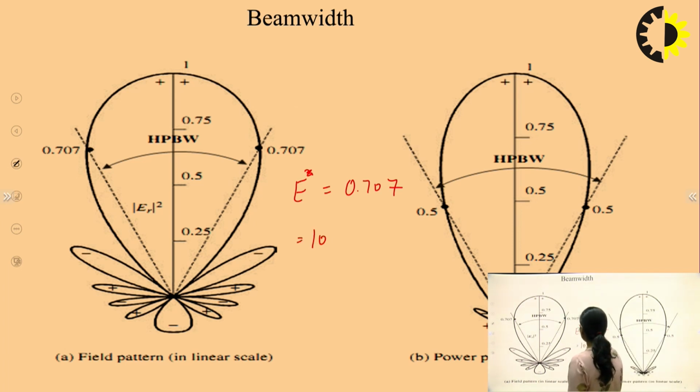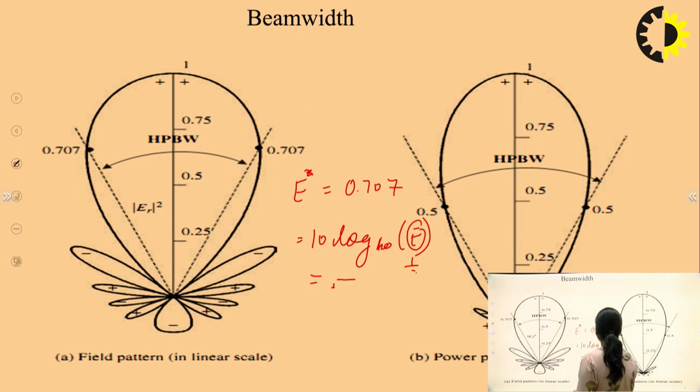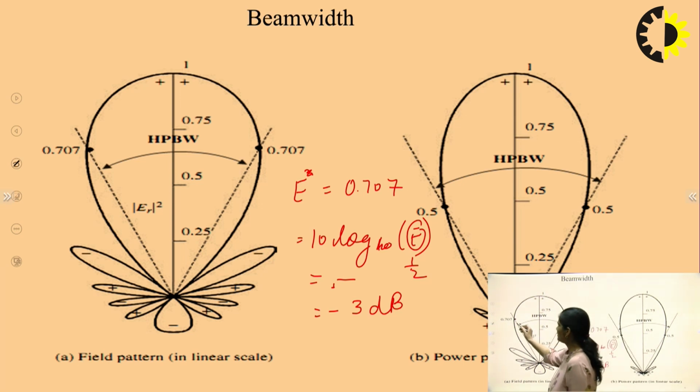If you want to calculate it in dB, that is 10 log 10 of E. E is equal to 1 upon 2, so since it is in the denominator, we will get the output in negative form, that is equal to minus 3 dB. Now here you can see the field pattern in linear scale. The angular distance between these two points is known as half power beam width.